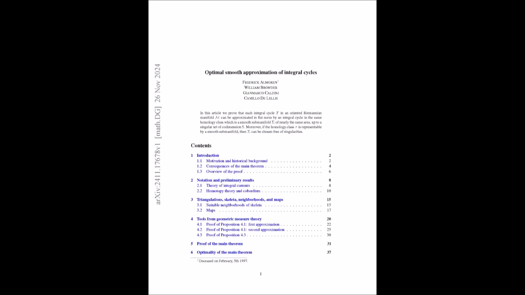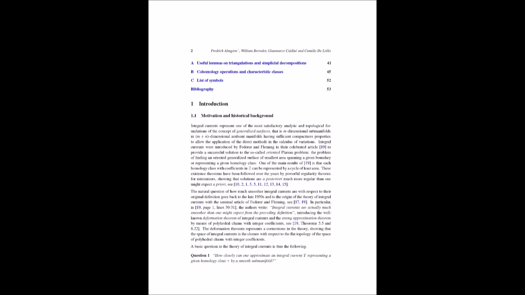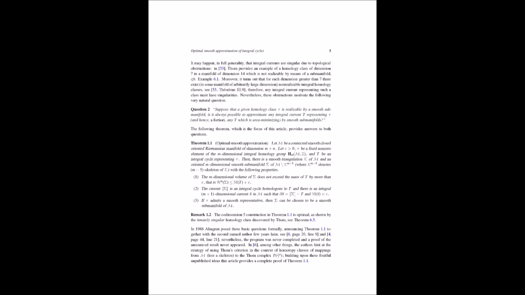You mentioned earlier that the proof begins by focusing on the regions where the integral cycle is already smooth, using a clever triangulation strategy. Can you elaborate on that? Absolutely. The authors begin by constructing a smooth triangulation K of the manifold M. Think of this triangulation as dividing the manifold into a network of beautifully interconnected simplices, those fundamental building blocks of geometry. So they're breaking down the potentially complex manifold into a collection of simpler geometric shapes.